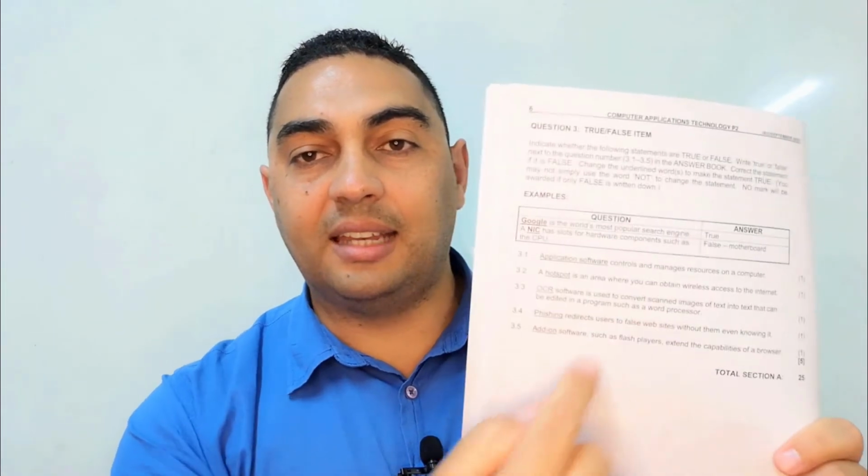The next one, OCR software. Now, when they say OCR, what does it stand for? Optical character recognition. In other words, this is a program that when it scans, let's say this page, it actually recognizes those characters on the page and is able to give you a digital version which you can then go and edit. Okay, brilliant stuff. So OCR software is used to convert scanned images of text into text that can be edited. Is that true? Yes, that is very true.